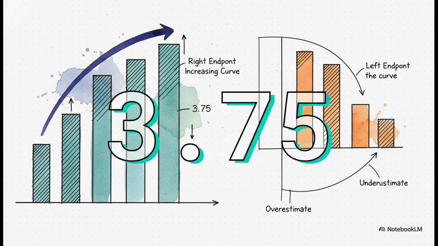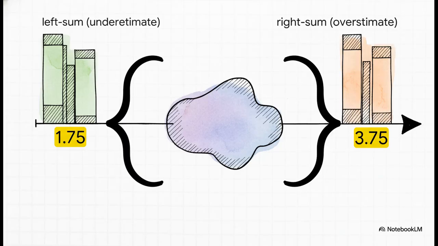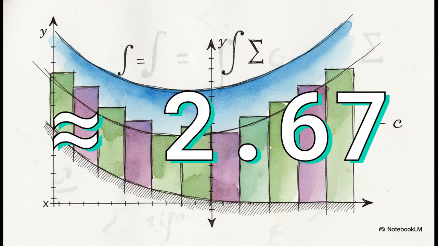So you can see the exact opposite thing happens here. By using the right corner on this increasing curve, each rectangle pokes out a little bit over the curve, which gives us an overestimate. So here's the really crucial point. Even though we don't know the exact area yet, we've successfully trapped it. We know for a fact the real answer has to be somewhere between our low guess of 1.75 and our high guess of 3.75. And this just shows you how powerful the method is.